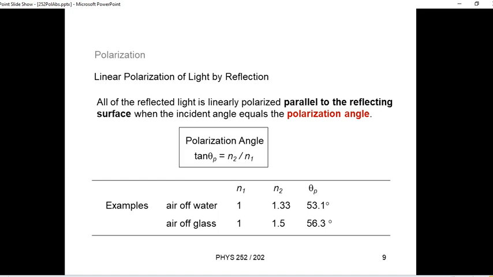So you have these polarizers with their transmission axes vertical, and a lot of that energy is going to be absorbed. That's how they reduce glare.